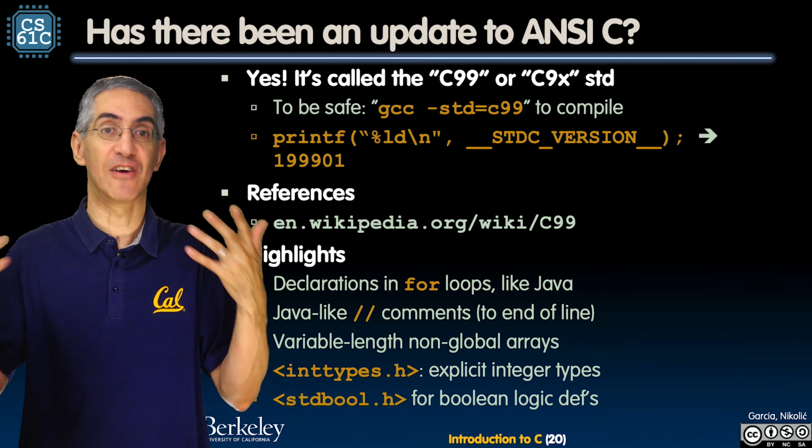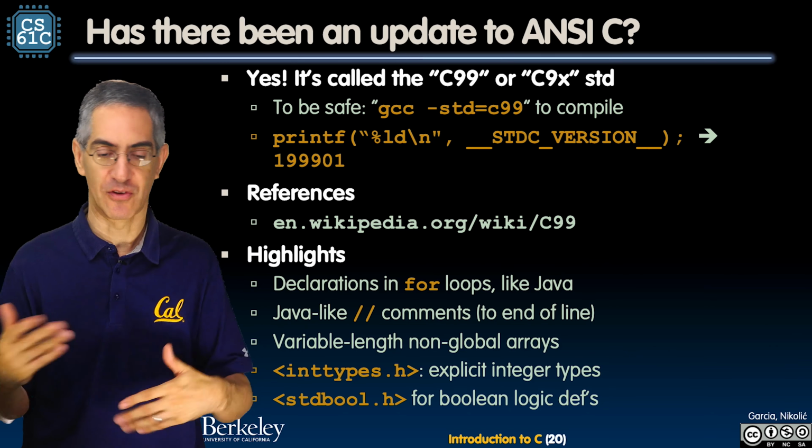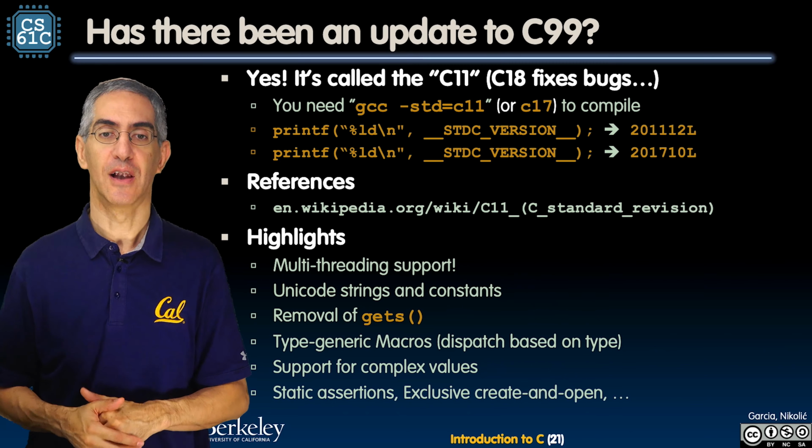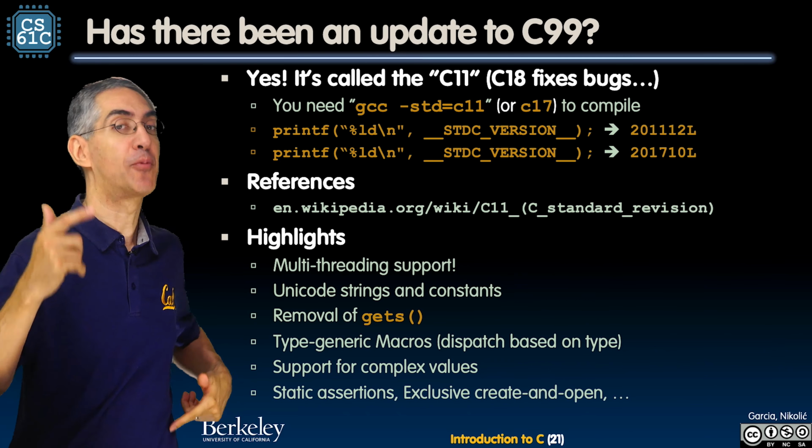And stdbool lets you actually have booleans. We never had booleans at all. We always had zeros and ones, and we now actually have booleans that you can use if you use the standard boolean library. Has there been an upgrade to C99?